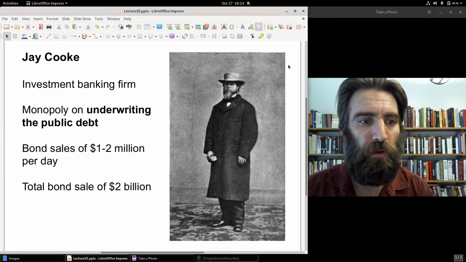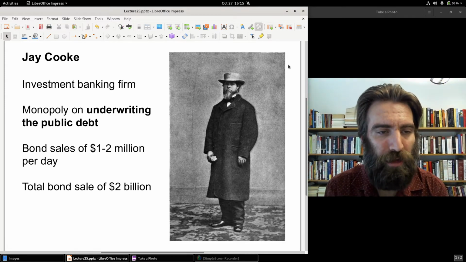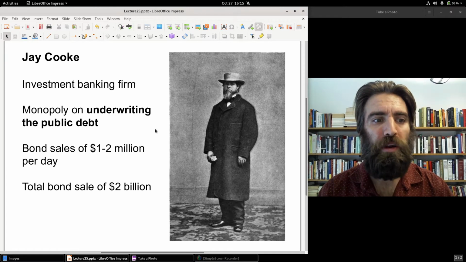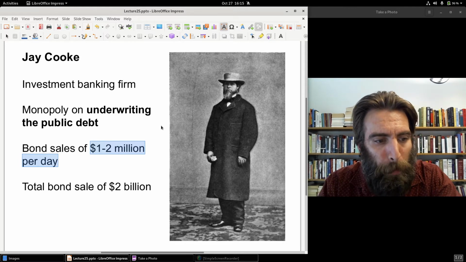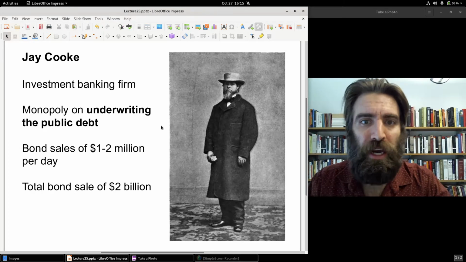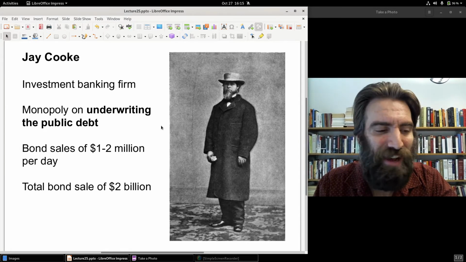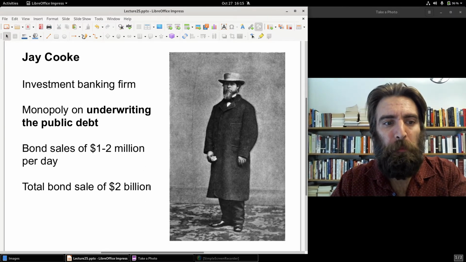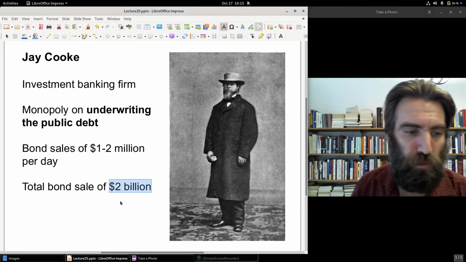And in this case, Cooke was massively successful. He received the monopoly in the fall of 1862. Bond sales reached $1 to $2 million per day. Cooke became a millionaire. There weren't many millionaires in the United States in that period. $1 million went a lot longer than it does today, although I wouldn't mind having $1 million today either. But over the course of the war, the bond sale was $2 billion worth of bonds.